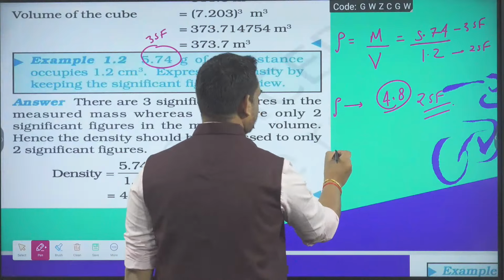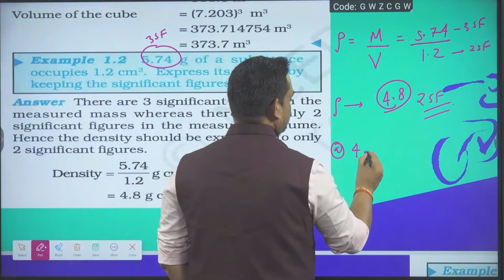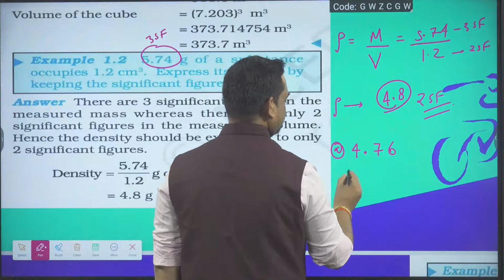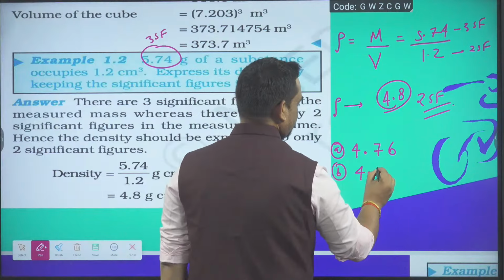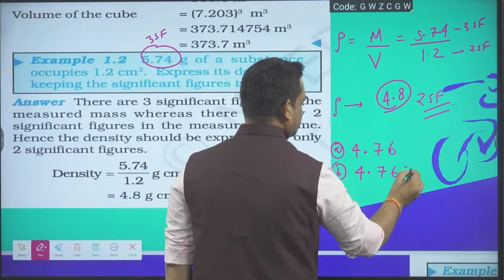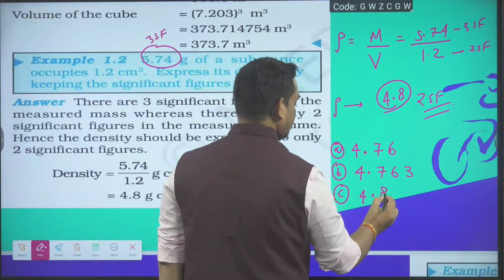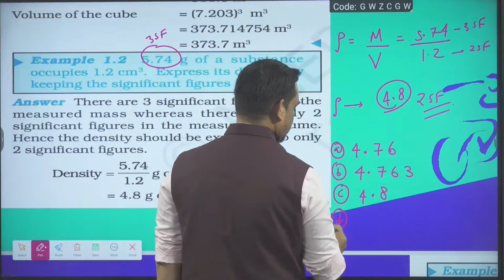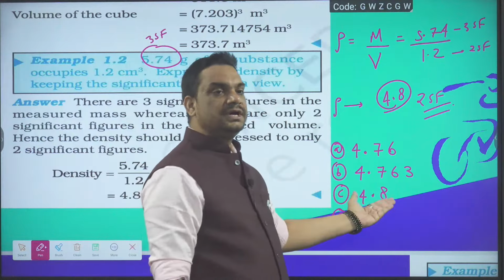And how will the options appear? Options will appear like this. Option A will be 4.76, option B will be 4.763, option C 4.8, option D they have given 5. Which one are we going to take? The answer is 4.8.